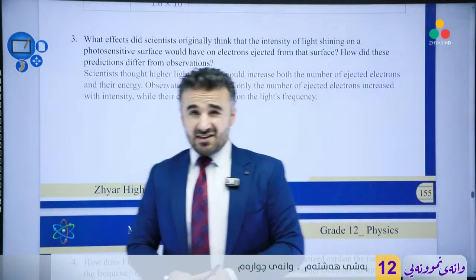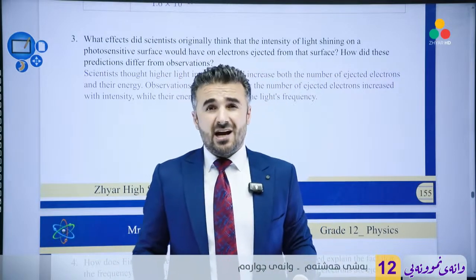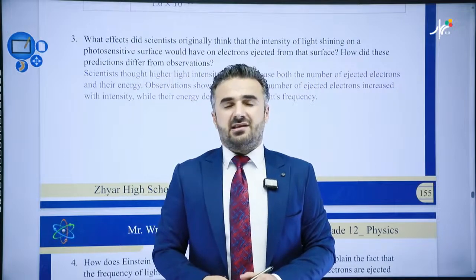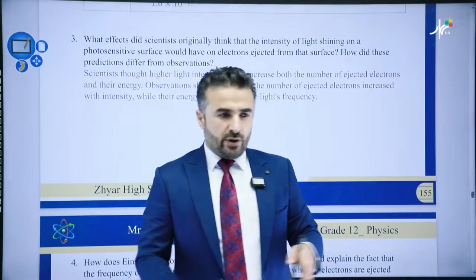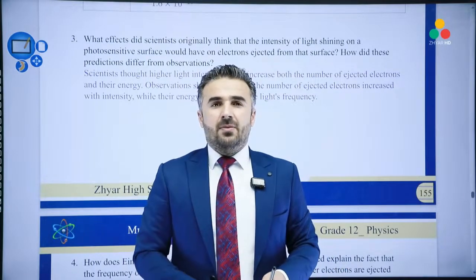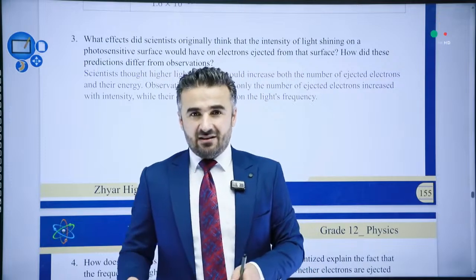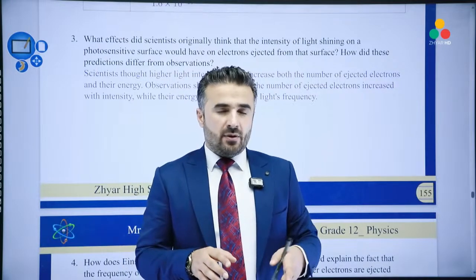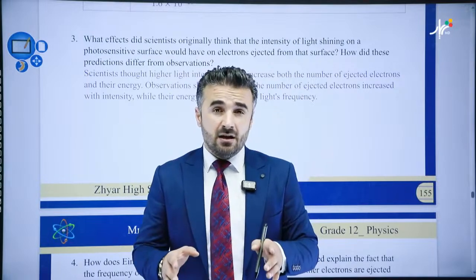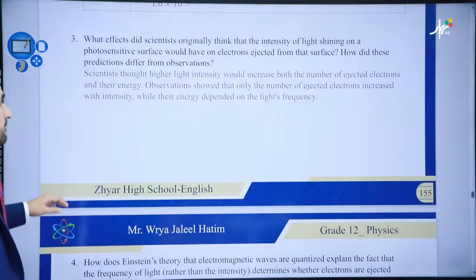Like if we're talking about classical physics, they said doubling the intensity would double the number of electrons ejected. That is classical physics. But the observation said something different. After we observed the experimental data, we saw that increasing the intensity will be effective only if the frequency of the incident photon is bigger than the threshold frequency. Then doubling the intensity will double the number of electrons ejected.